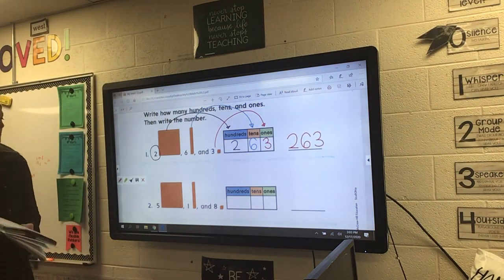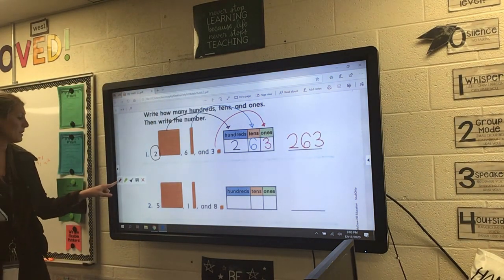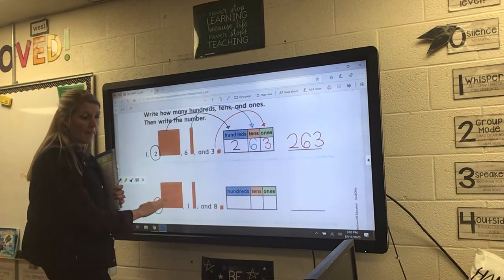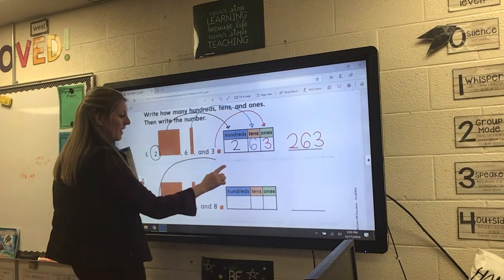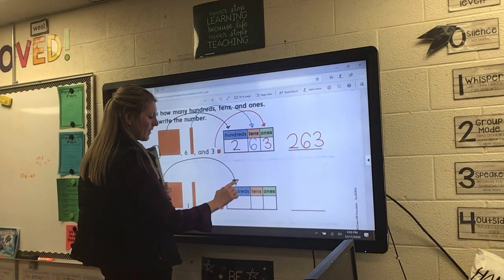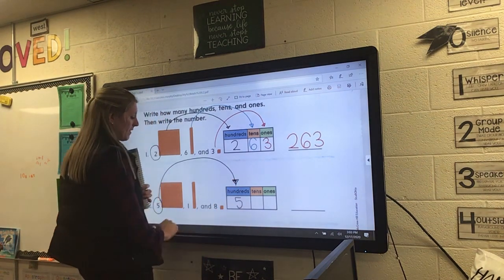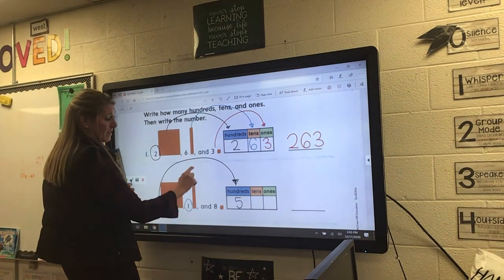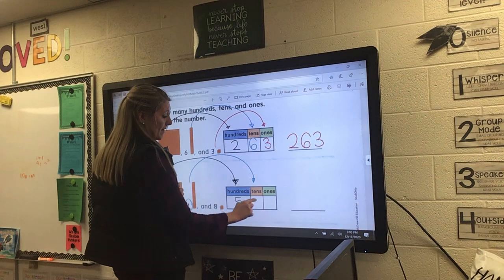All right, let's practice this again on number 2. On number 2, they're saying we have 5 of the hundreds, 5 of the flats. So over here in the hundreds place value house, we have a 5. And then the sticks, we only have 1. So then that would go in this spot.